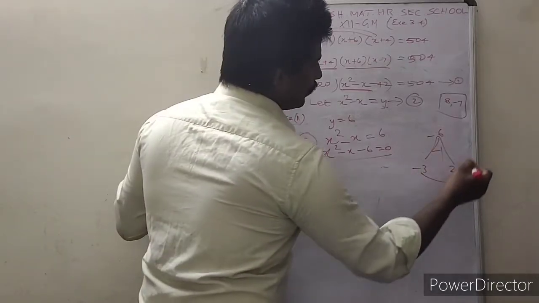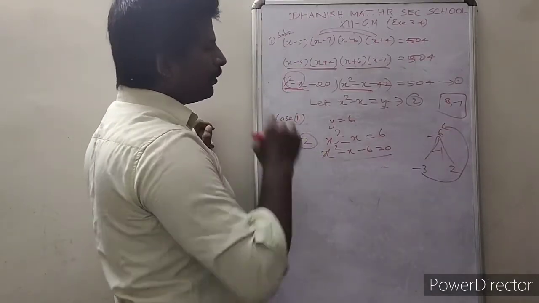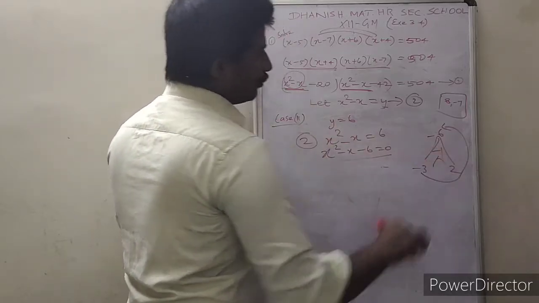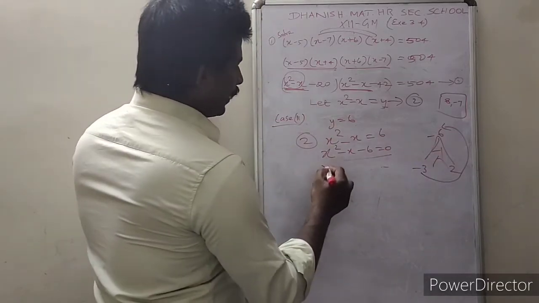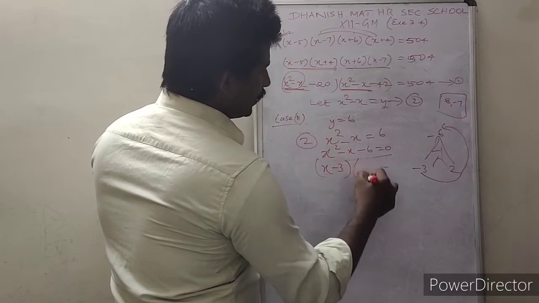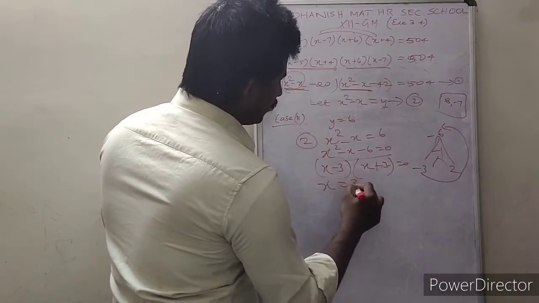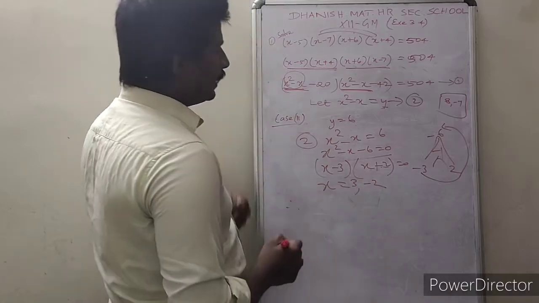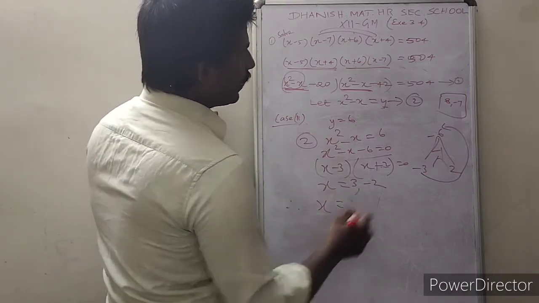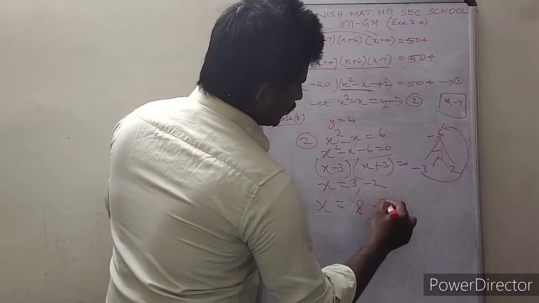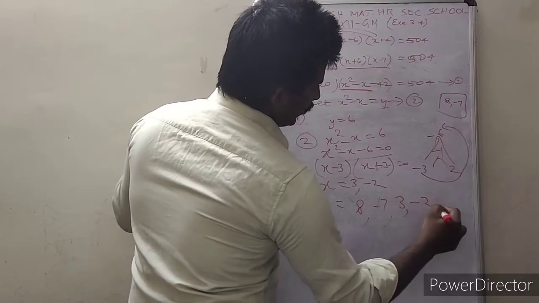If you multiply these two, you will get the multiplicative factor. If you add these two, you will get the additive factor. So our factors are x minus 3 into x plus 2 equal to 0. So our x values are 3 and minus 2.